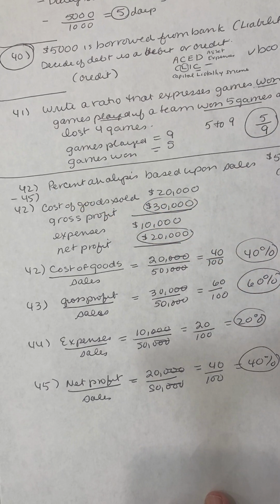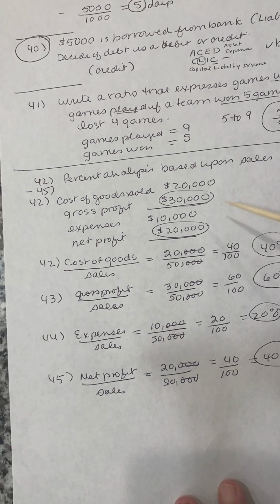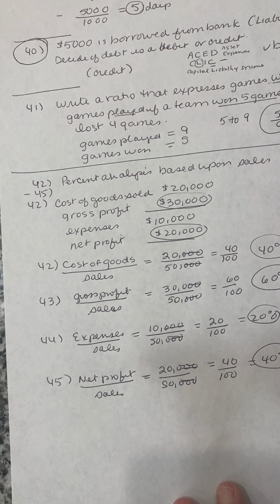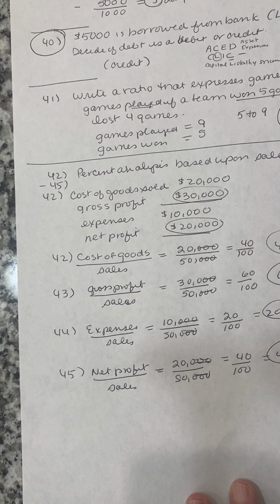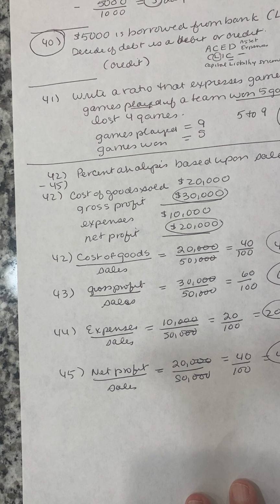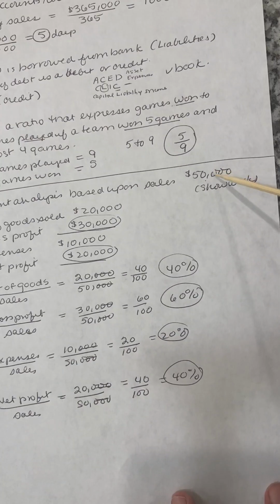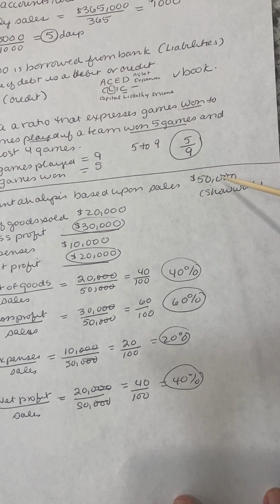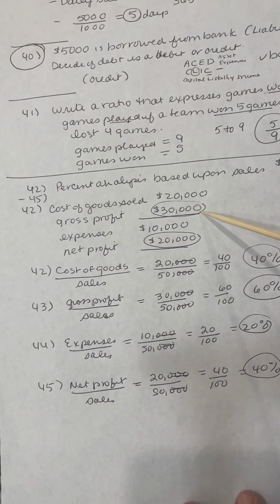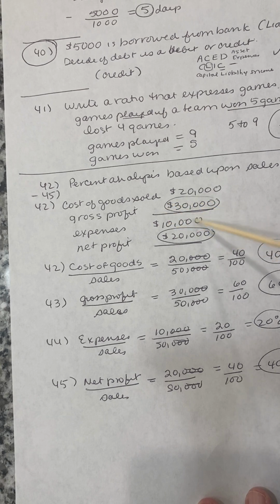Percent analysis. This is your last problem altogether. It is based upon $50,000 in sales. We have the cost of goods sold as $20,000. The sales are $50,000, and so you subtract to find the gross profit. 50,000 minus 20,000 is 30,000. So your gross profit is $30,000. You write that in there.